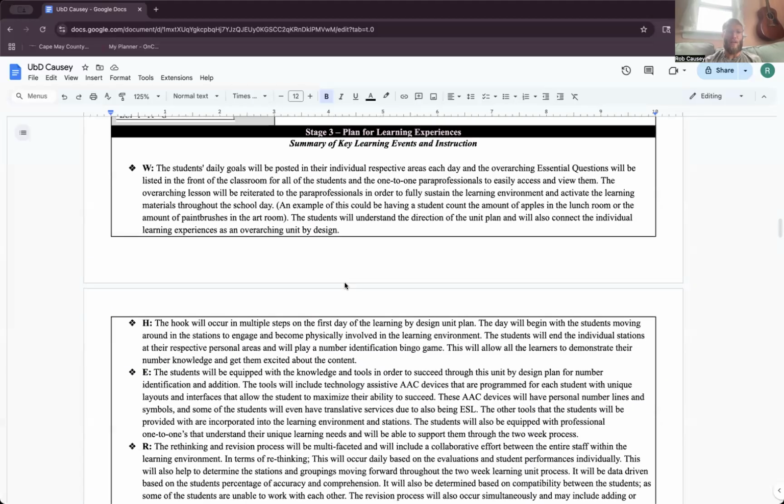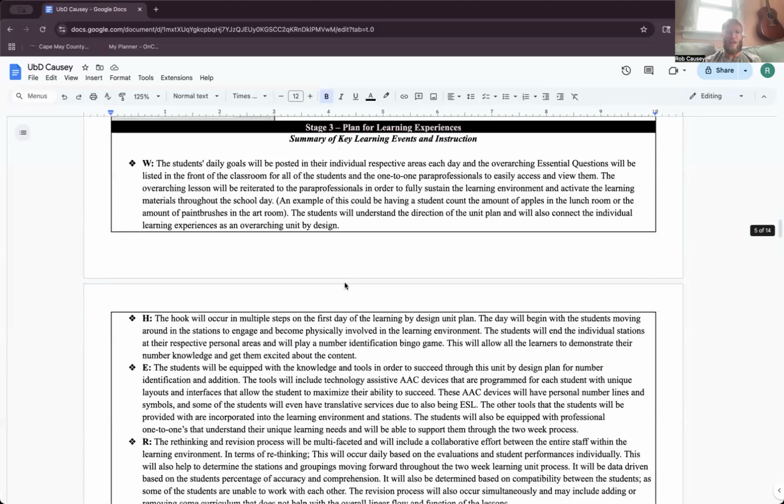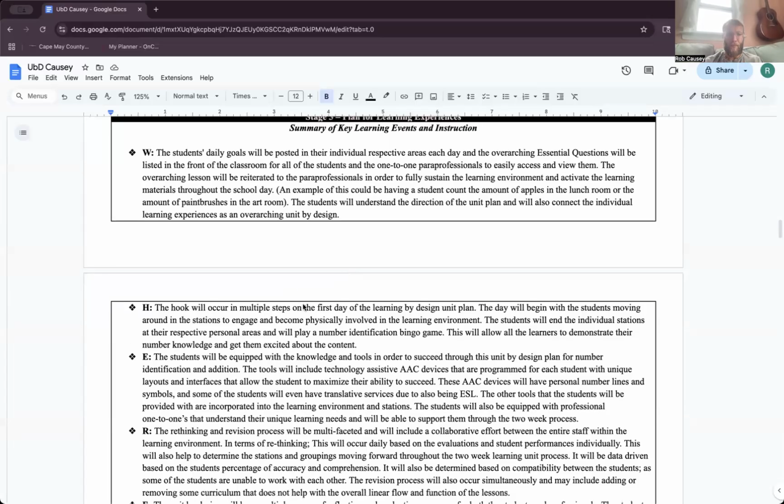So we have the where to, which is broken down. The students' goals are actually going to be posted not only in the stations, but also in the front of the room as well. There's going to be a main timer clock in the front of the room, as well as pictures of the students. And these pictures will indicate which station they start at. So the students will get into a routine. They'll be able to understand exactly where they're going, what they're expected to do, the daily outcome, and the essential questions will also be visibly posted in each station as well.